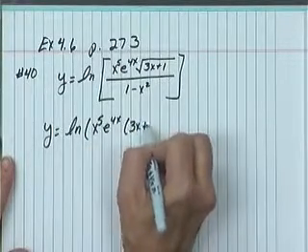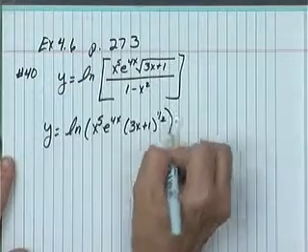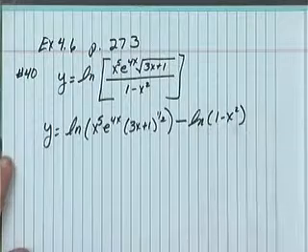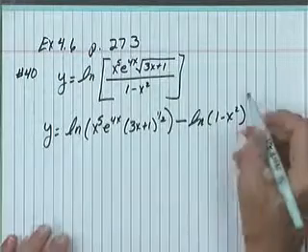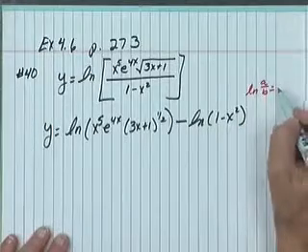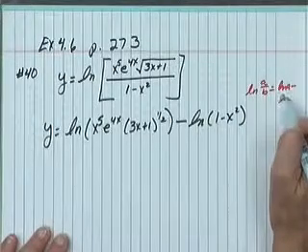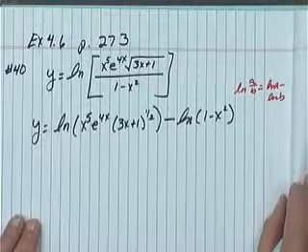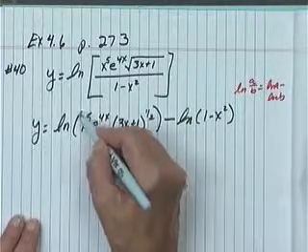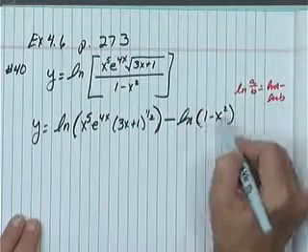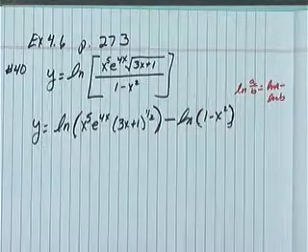I'm going to write that as (3x plus 1) to the 1/2 minus the log of the denominator. So the property I just used is that the natural log of a over b is natural log of a minus natural log of b, if I were putting in every little step. Everybody see it? Here's my a part and my b part down here.